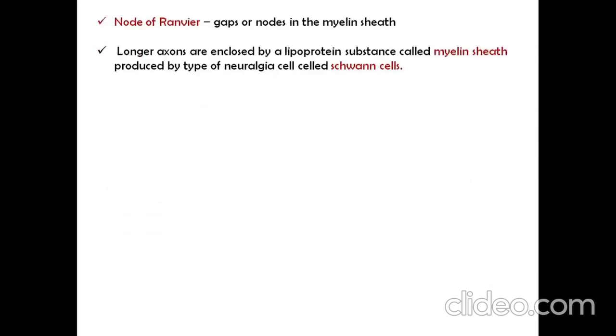Next one is the node of Ranvier, which is a gap or node in the myelin sheath. Longer axons are enclosed by a lipoprotein substance called the myelin sheath, which is produced by a type of neuroglia cells called Schwann cells.